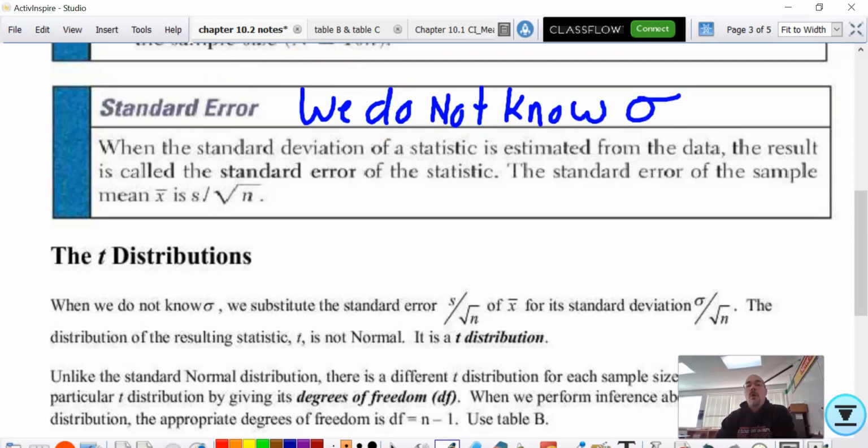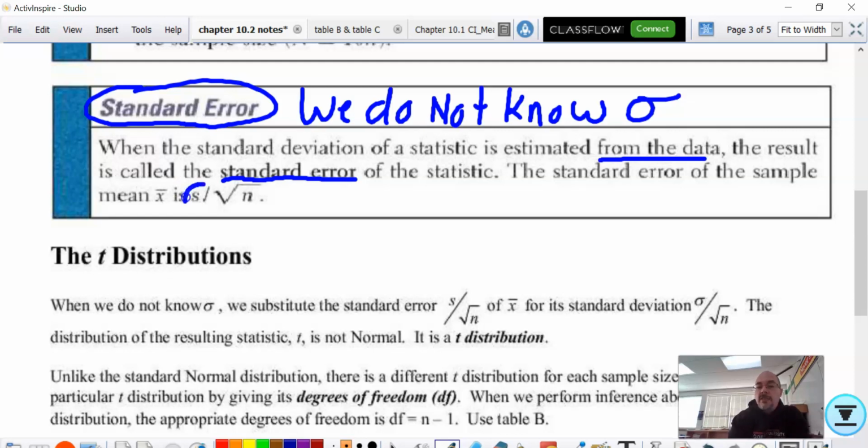So when we do not know the standard deviation, ladies and gentlemen, we're going to use the standard error. When the standard deviation of the statistic is estimated from the data, the result is called the standard error of the statistic. The standard error of the sample mean is s over the square root of n.